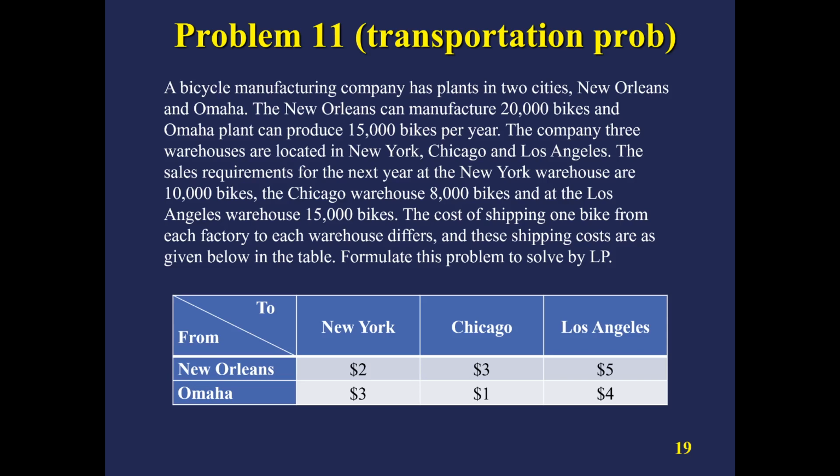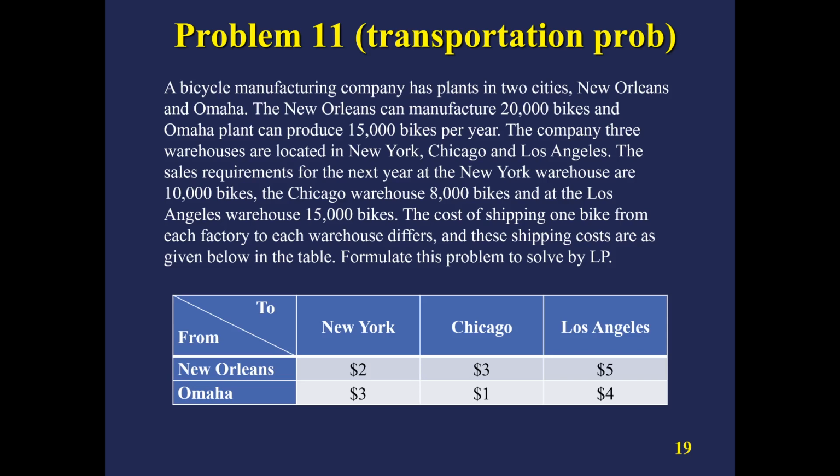A bicycle manufacturing company has plants in two cities, New Orleans and Omaha. The New Orleans plant can manufacture 20,000 bikes and the Omaha plant can produce 15,000 bikes per year. The company has three warehouses located in New York, Chicago, and Los Angeles. The sales requirements for the next year at the New York warehouse are 10,000 bikes, the Chicago warehouse 8,000 bikes, and the Los Angeles warehouse 15,000 bikes. The cost of shipping one bike from each factory to each warehouse differs, and these shipping costs are given below in the table. Formulate this problem to solve by LP.